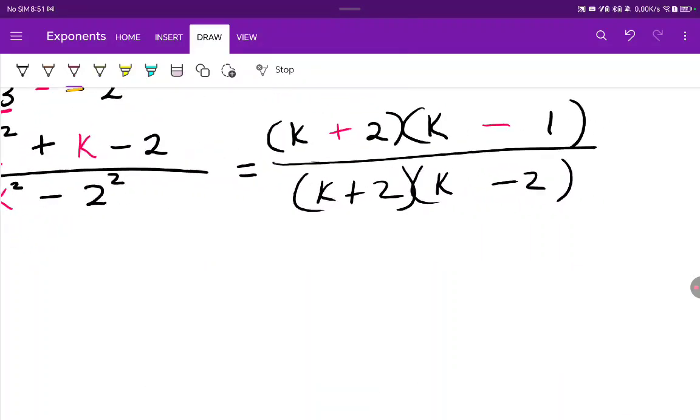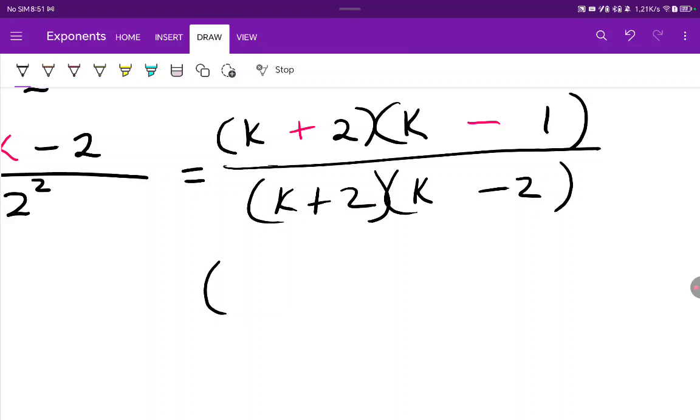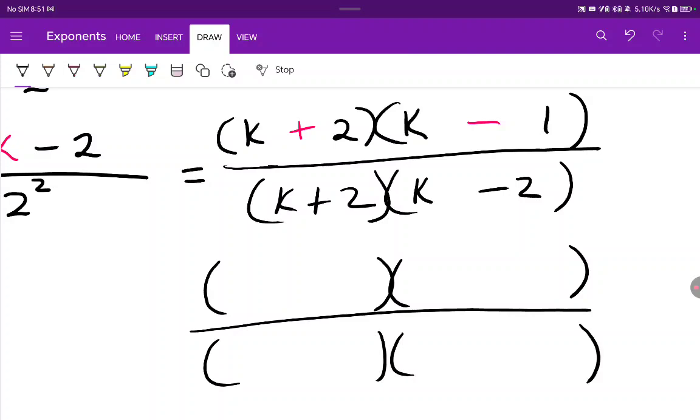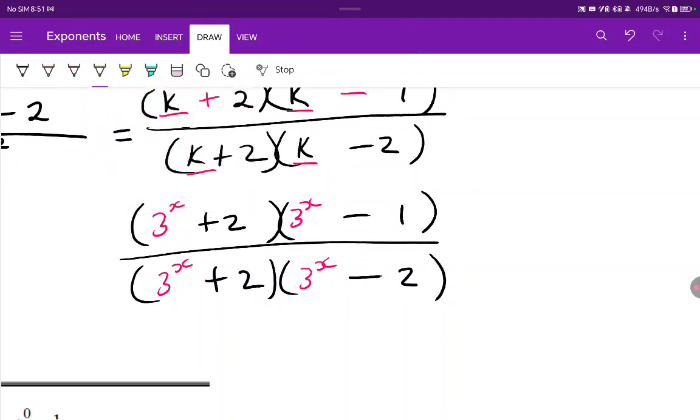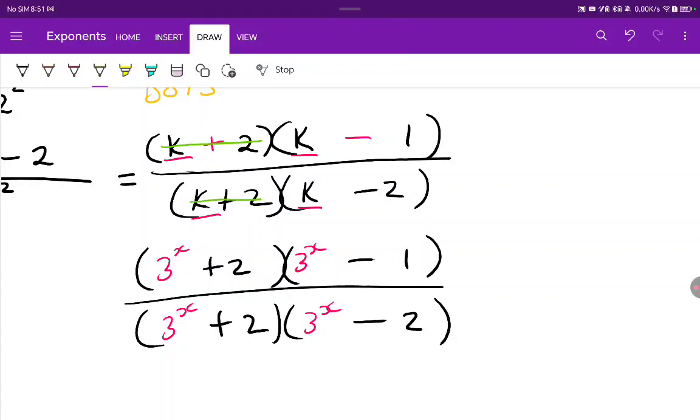So every time I see K, I'm going to put in 3 to the power of x. So I'm going to have two brackets on the numerator and two brackets on the denominator. Every time I see K, I make it 3 to the power of x. Actually, we can cancel first if you want, or you can cancel after. These two are identical. You can cancel here, or you can cancel here. Those are exactly the same.